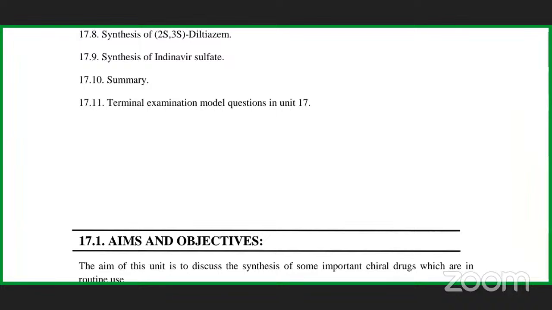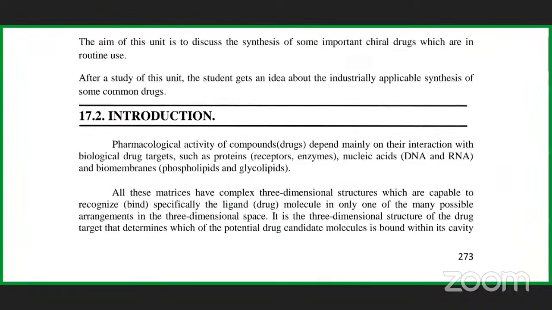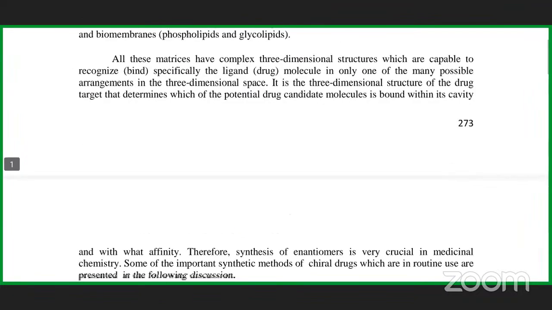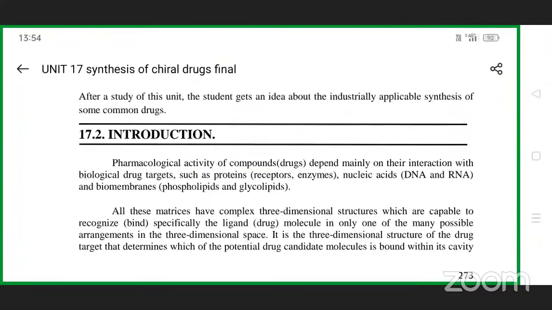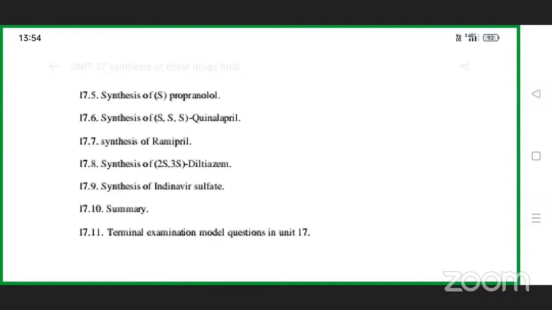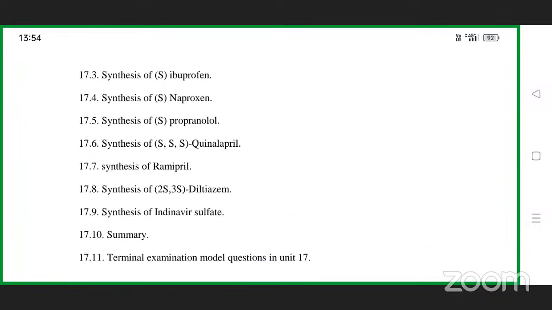Okay, and the eudismic ratio and the case studies for the distomer and eutomer, and Pfeiffer's rule, all these we discussed yesterday. And today we are going to see the synthesis of some important chiral drugs.